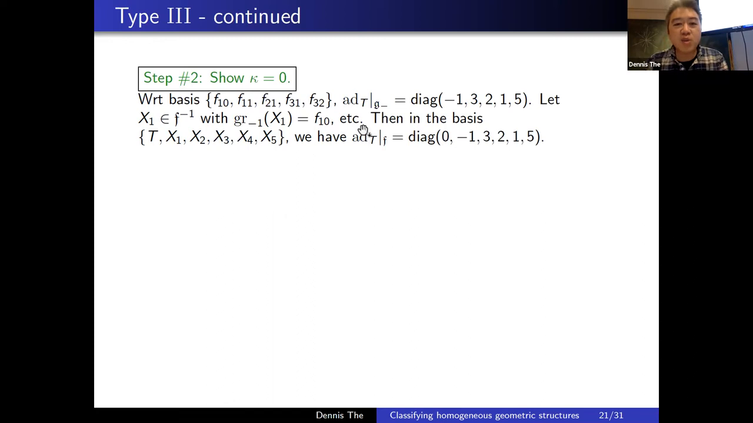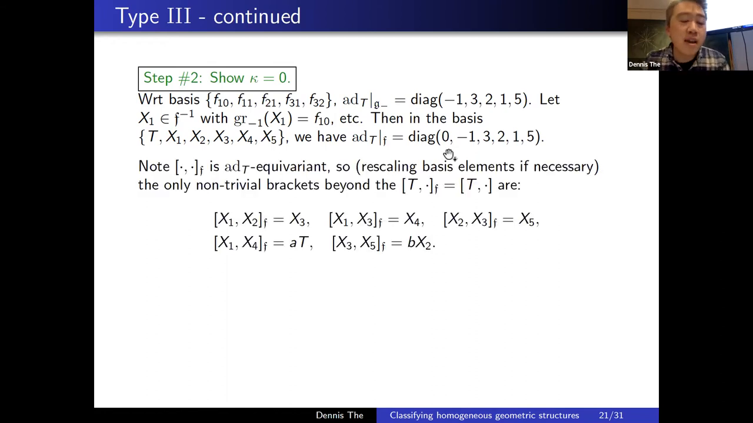Taking some linear combinations, I could always arrange so that in this basis here, this guy just acts diagonalizably. This is because these eigenvalues are all distinct. So add T, modifying this as appropriate. This is adapted to the filtration. The ad action looks like this, all distinct eigenvalues. Now this F bracket is ad T equivariant. So rescaling basis elements, if necessary, the only non-trivial brackets, aside from these ones just coming from the action of T, which I know agree with the bracket on the ambient G, right? Because kappa with T inserted is zero, you get the following possibilities.